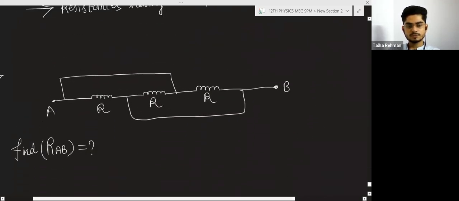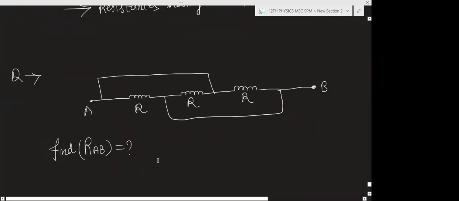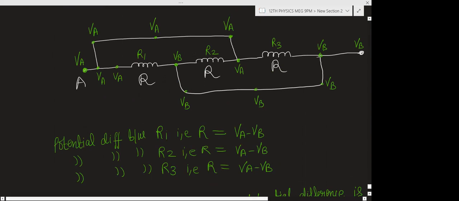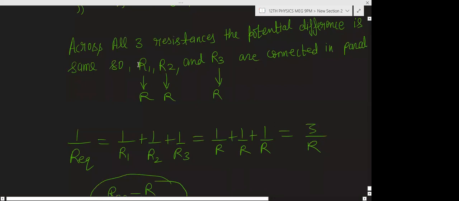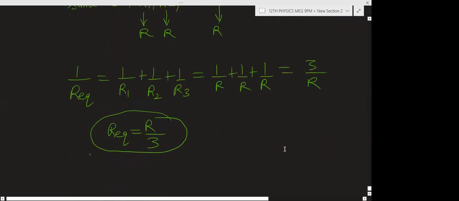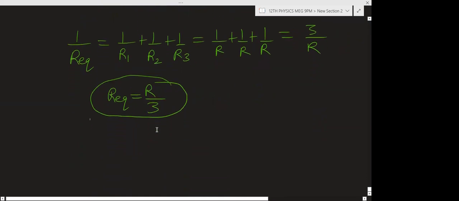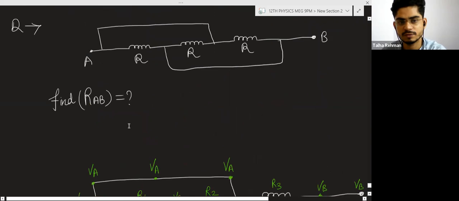Okay, note it down. This is another type of question you will get. Done, sir. Okay. Take the screenshot of this now. Yes, sir. Done. Okay, fine. Answer is R by 3. So this is one of the kinds of question.